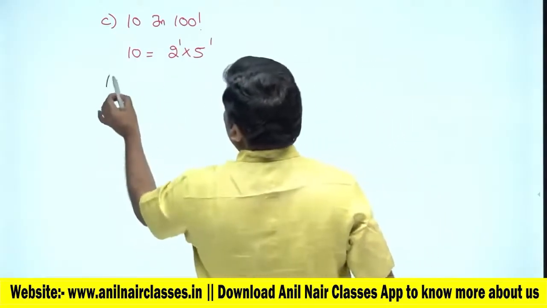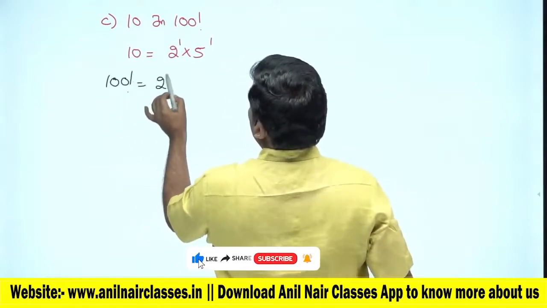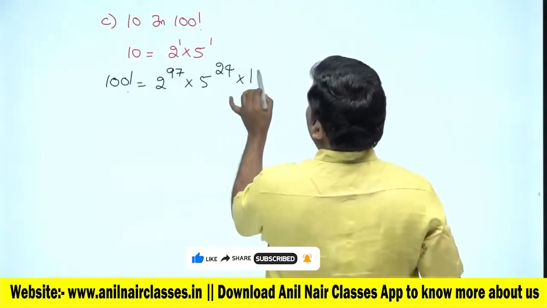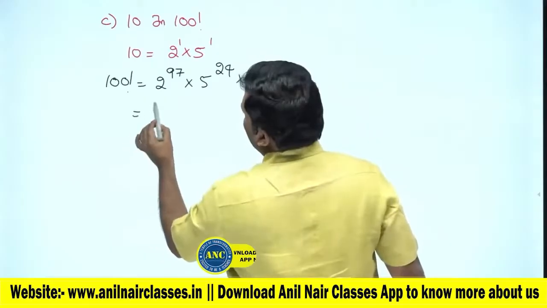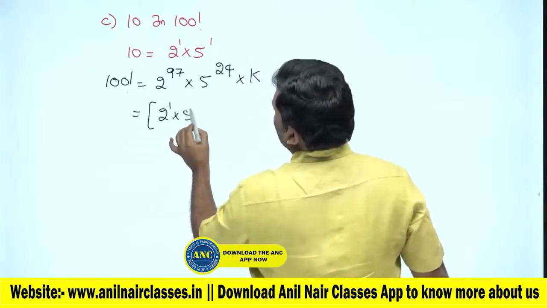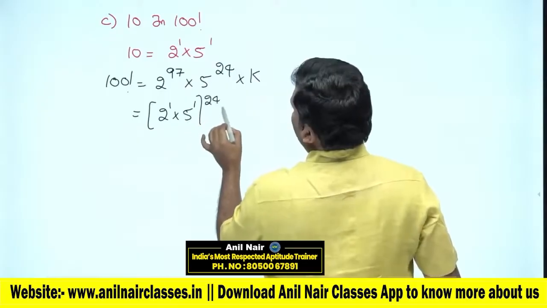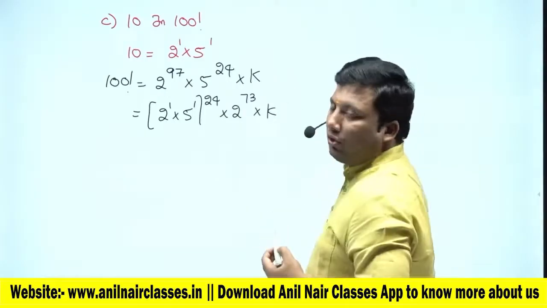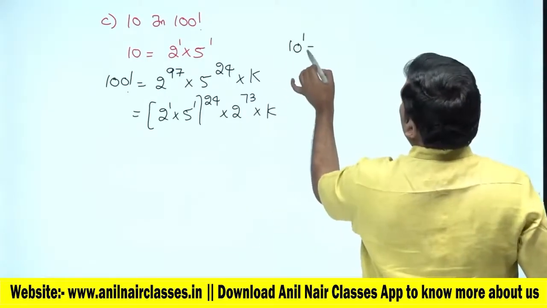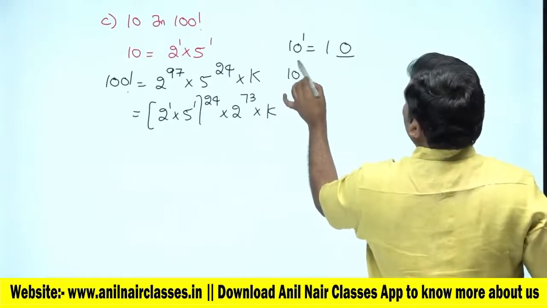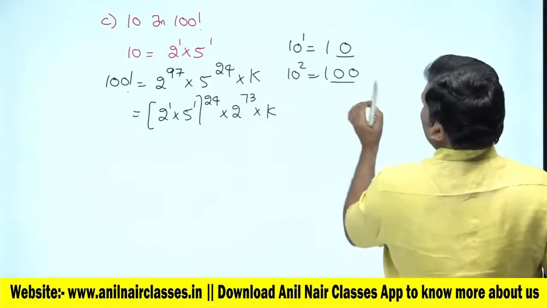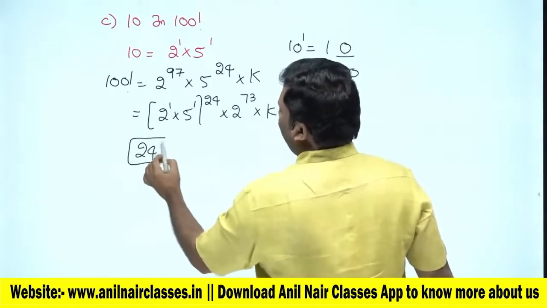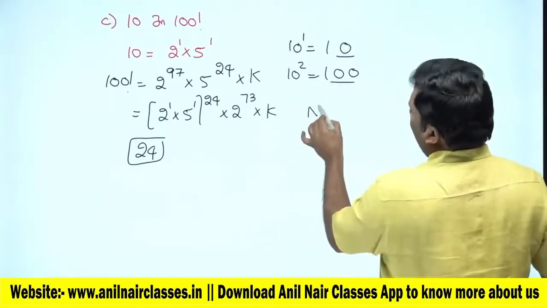2, what is the answer we got? 100 factorial, 2 we got 97. 5 we got 24. 5 power 24 into k. We want 10. 10 is single power of 2 and single power of 5. So I can take 2 power 73 into 5 power 24 into k. 2 into 5 is 10. 10 power 1 will have 1 zero at the end. 10 power 2, 100, there will be 2 zeros at the end. So, what is the highest power of 10 in 100 factorial? 24.